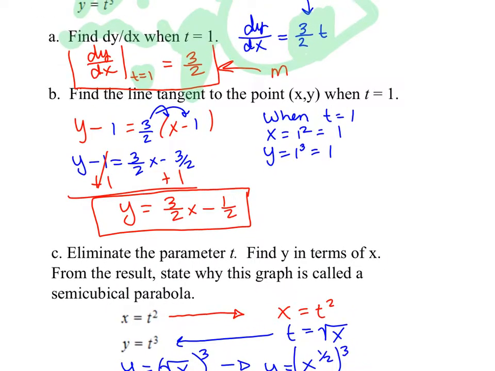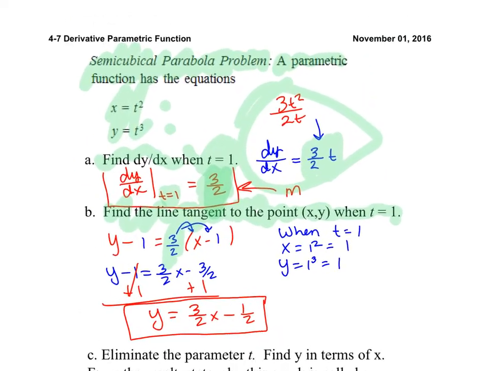Part B, find the tangent line to the point x and y when t equals 1. Okay, so pretty much what is dy/dx when t equals 1? We already know that. We plugged in t equals 1, which is 2/3. So that's your slope. And we plug in t equals 1 into the x's and y's.